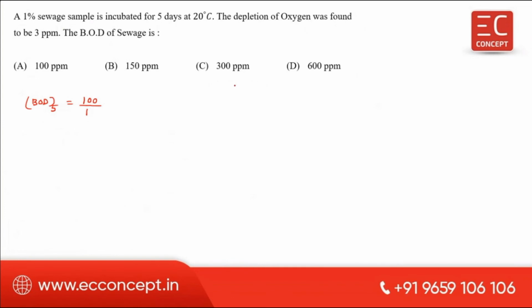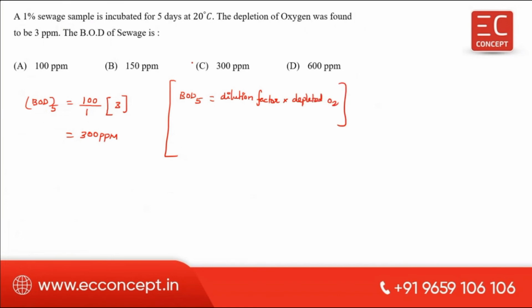Okay. So now, this is the 100 divided by 1, BOD 5, and the depleted oxygen, initial minus final generally, but they given directly the depleted oxygen is 3. So the answer is 300 ppm. Okay, so in general BOD 5 we can write as dilution factor into depleted oxygen. Therefore answer for this question is C. So this is very simple question, right?